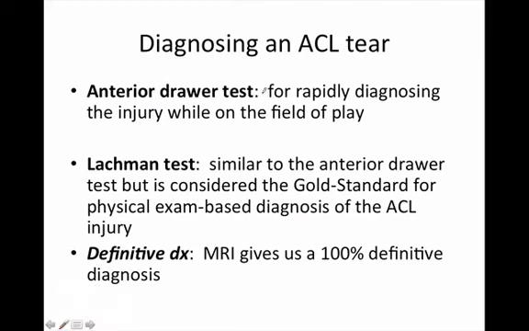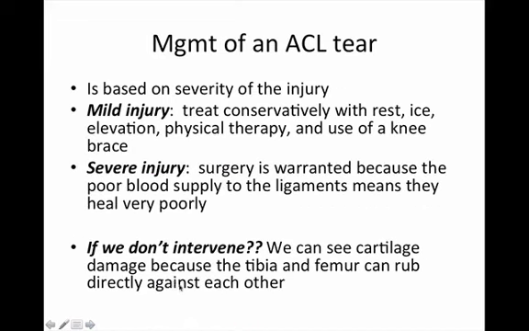Now, how do we diagnose this? The anterior drawer test, okay, everyone knows this. We keep the leg at 90 degrees. We pull forward on the lower leg, and if we have instability and that lower leg moves forward, that's a positive anterior drawer test. The definitive diagnosis is an MRI, and you'll actually be able to visualize that tearing of that ligament from that tibia.